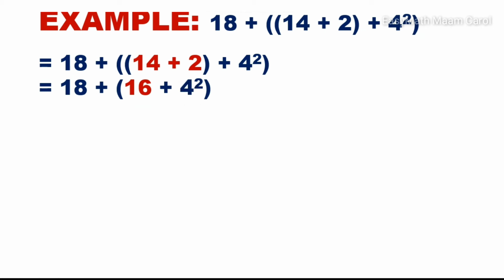The reason for that is kasi nasa loob siya ng parenthesis. So, remember, wag niyong ikakalito na sasabihin niyo, bakit uunahin mong isolve yung 4 squared samantalang mauuna nga dapat yung P, parenthesis, bago yung exponent. The reason for that is because yung exponential expression na 4 squared ay nakapaloob siya sa parenthesis.